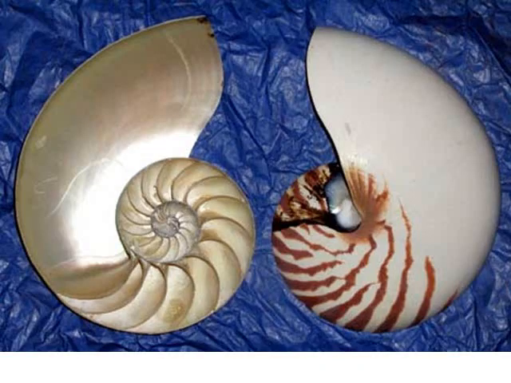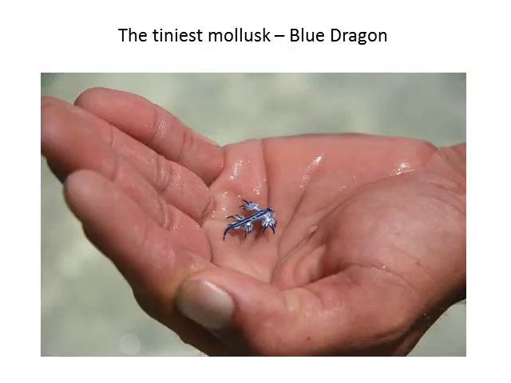Here is the shell of a nautilus from the outside. Here's the shell from the inside. So they've sliced it in half. And so again, the animal would be living in this outer, bigger section here. But you can see these other sections where it used to live as it was growing and getting bigger. These are now filled with gases, and this air is what helps it to float. Here's the tiniest mollusk, the blue dragon. Looks like it is some kind of nudibranch that lives in the ocean.